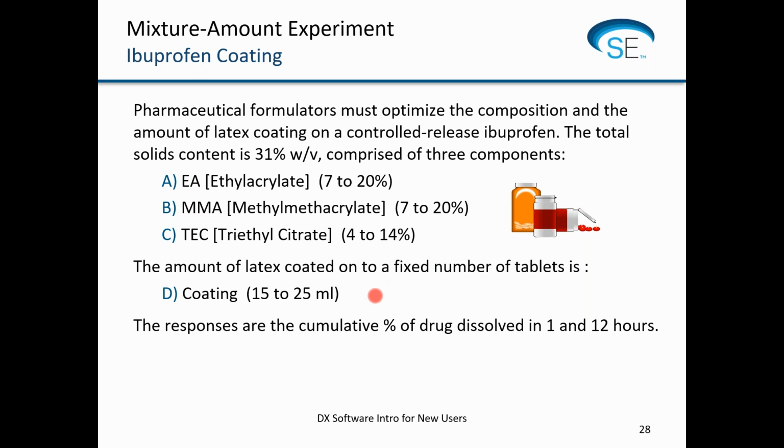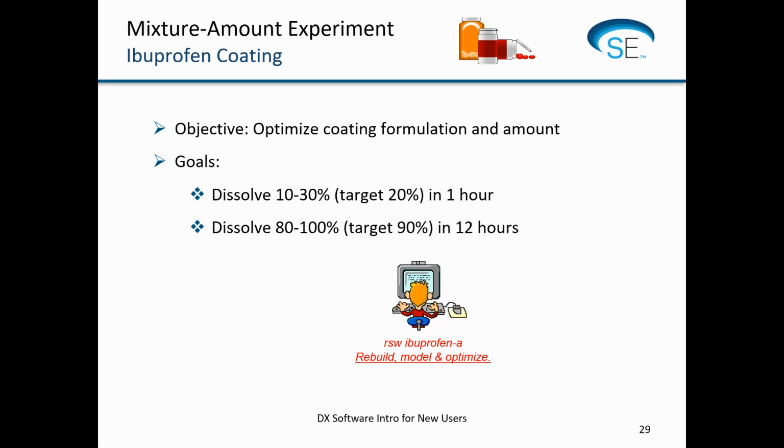Then the amount that we're going to apply to the tablets in this laboratory coater will range from 15 to 25 mLs. In the end, we're going to look at how much of the drug is dissolved after 1 hour and 12 hours, and we're going to hit some target values. We want roughly 20% dissolved in 1 hour, and about 90% dissolved in 12 hours. That's the objective. I wonder if we can do that. I bet we can.